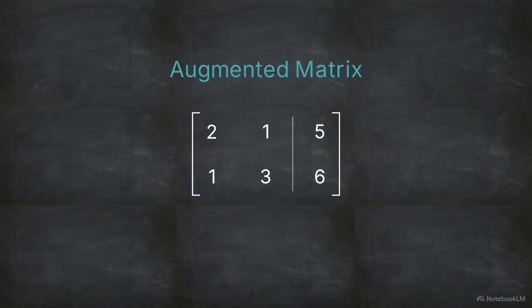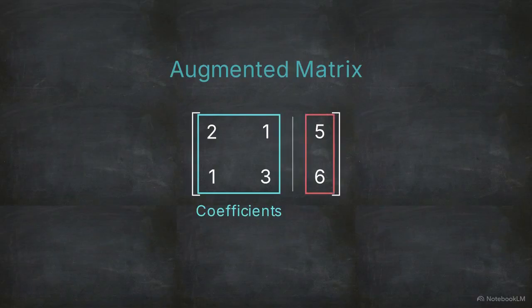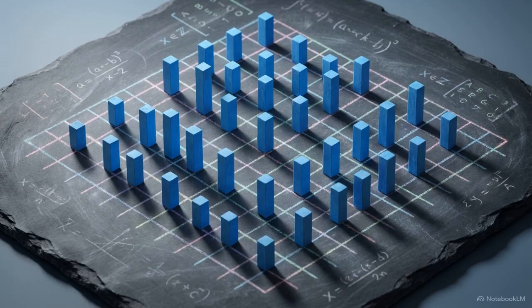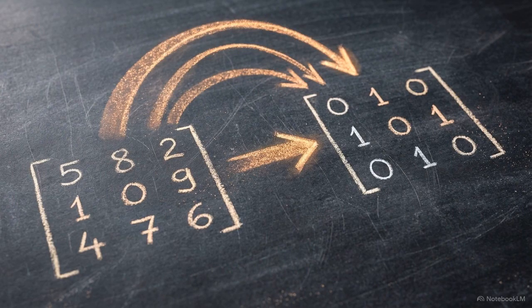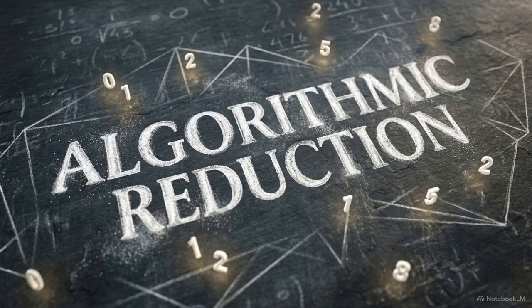On the left are the coefficients, which are the multipliers of the hidden variables. On the right are the constants, representing the target numerical outcomes. By organizing the data this way, the augmented matrix transforms algebraic problem-solving into geometric data manipulation. We manipulate this matrix to simplify the numbers without changing the underlying mathematical truth of the system. The step-by-step method used for the simplification is called Gaussian elimination.